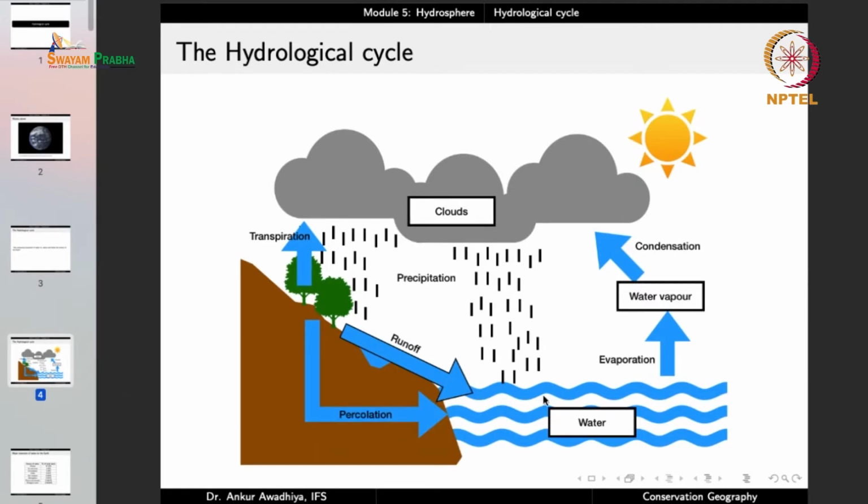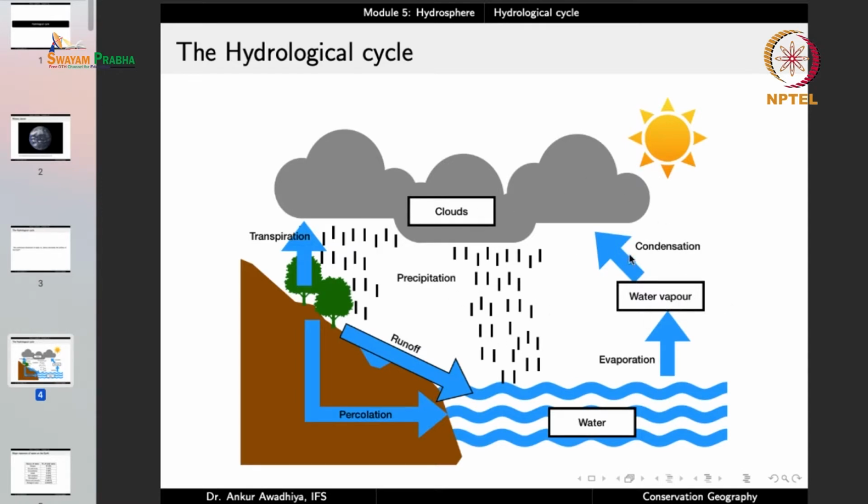We have water in different water bodies on the surface of the planet, say seas, oceans, ponds, lakes and so on. Now this water, on getting heated with the heat of the sun, gets evaporated. So evaporation is the process in which this liquid water converts into water vapor. Now once it has converted into water vapor, it has reached the atmosphere. So it is now a part of the atmosphere.